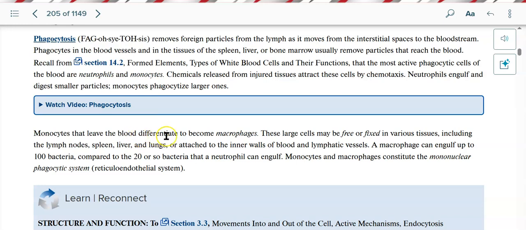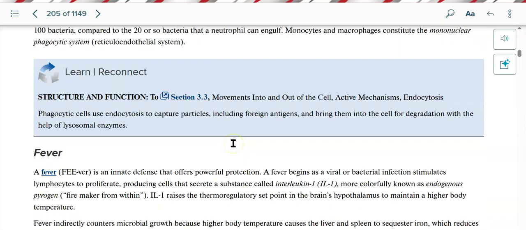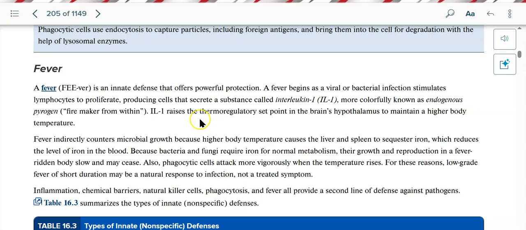Again, monocytes can get out of the bloodstream and become macrophages, and they can either be free or fixed, meaning they can move around, or fixed means they're anchored in place. A macrophage can engulf up to 100 bacteria compared to only about 20 or so that a neutrophil could engulf. So again, monocytes are much larger, and have a greater capacity to phagocytize pathogens.